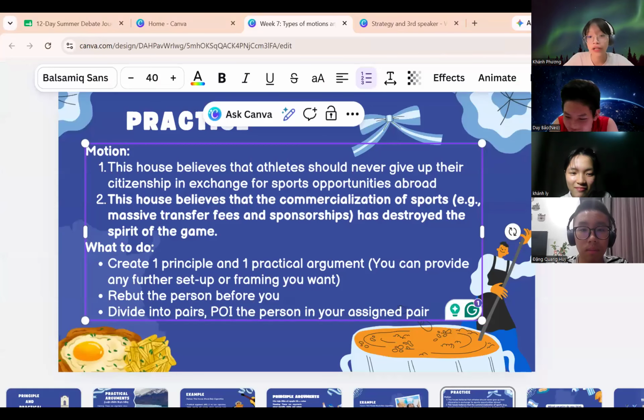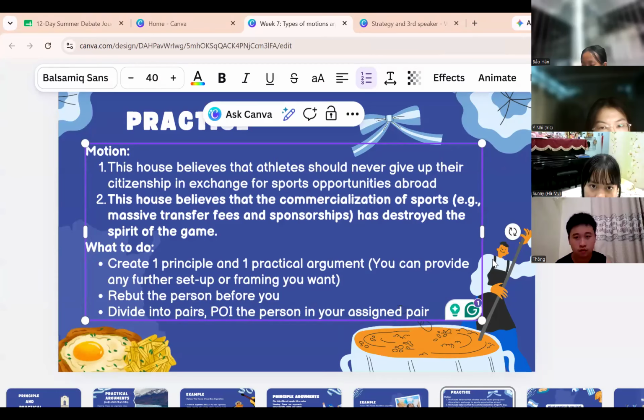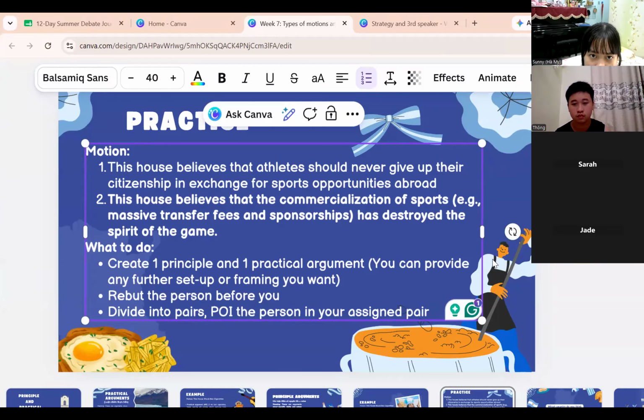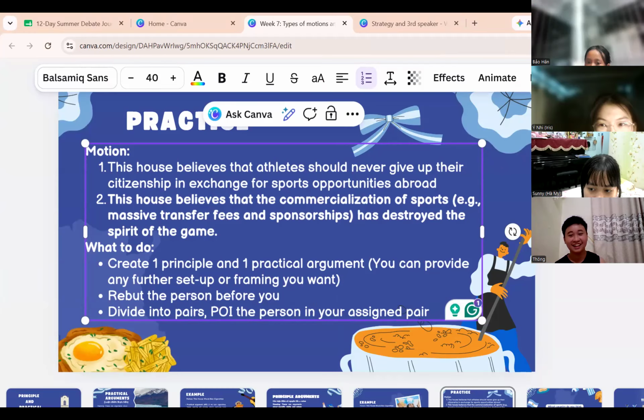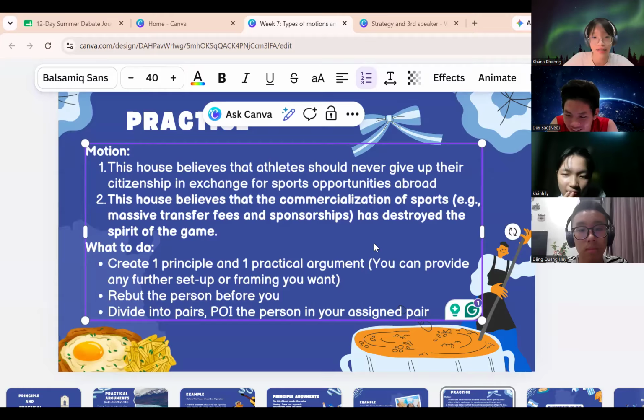So if you work alone, you can choose your side. Okay, you can just choose any side you want. Jade, do you want to work alone? You should have said that earlier. Okay, so yeah, Jade will work alone and you can choose your side.